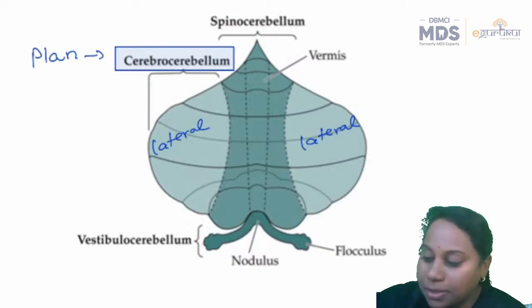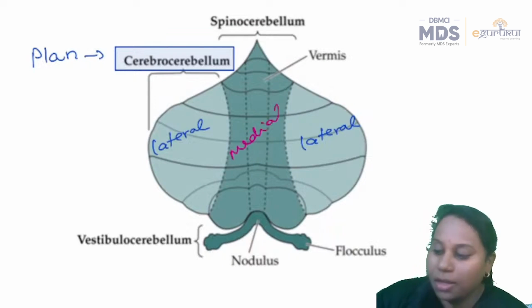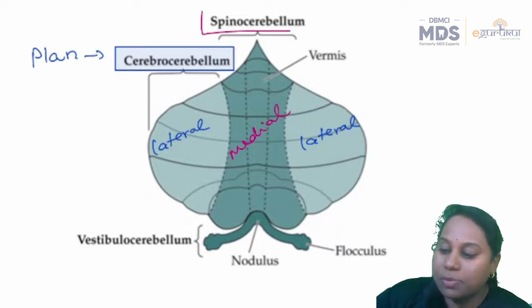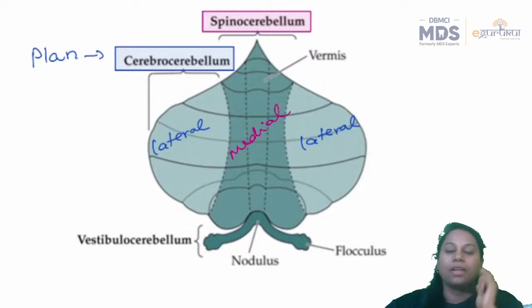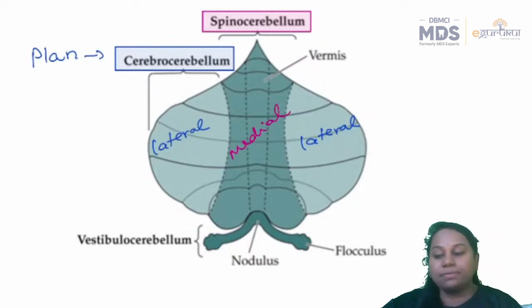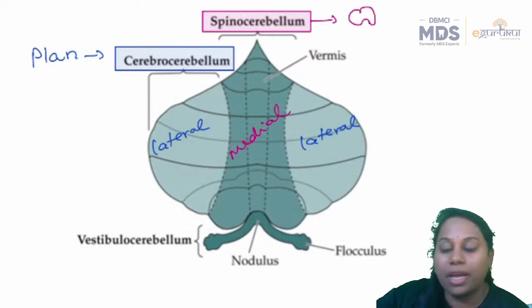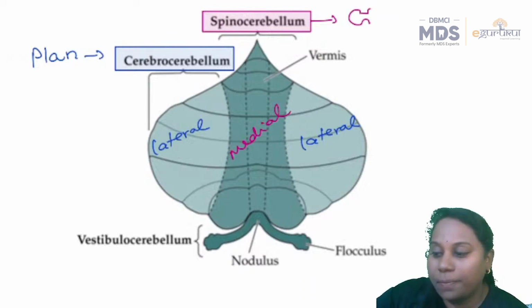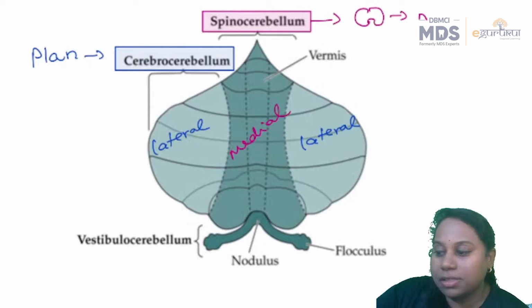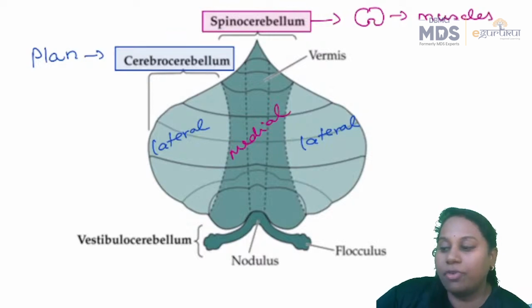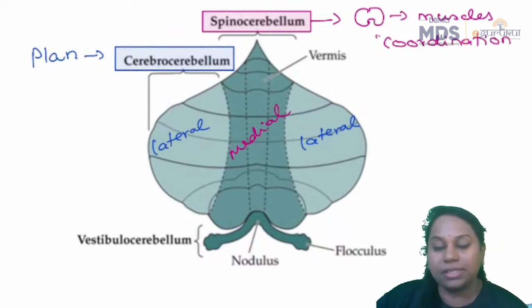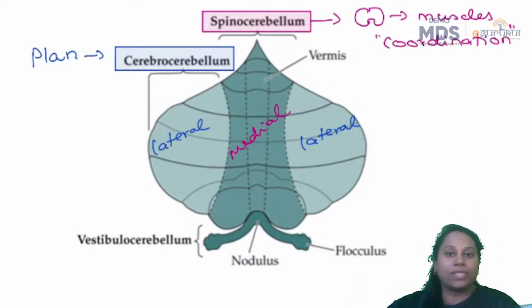The medial parts are called as spinocerebellum. Why is it called spinocerebellum? Because it connects to the spinal cord, and from the spinal cord to the muscles, and therefore checks for coordination of the muscles, and that's why it is called spinocerebellum.